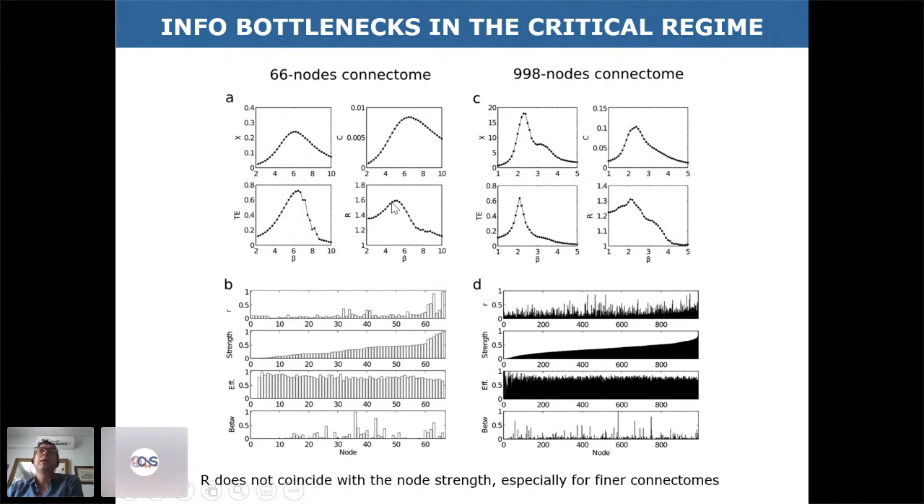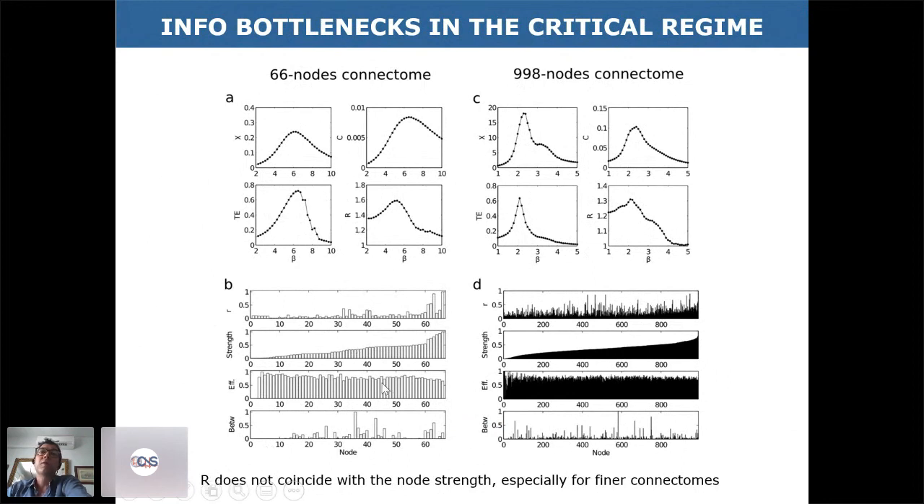a peak in the critical regime, not exactly at the critical value for the more sparse connectome, but approaching the peak of the magnetic susceptibility, which becomes narrower in the limit of n infinite. So when n increases, we have a narrower peak. Together with the transfer entropy, and the correlation that we saw before, the evidence of diminishing marginal returns and also the presence of information bottlenecks appear in the critical regime.